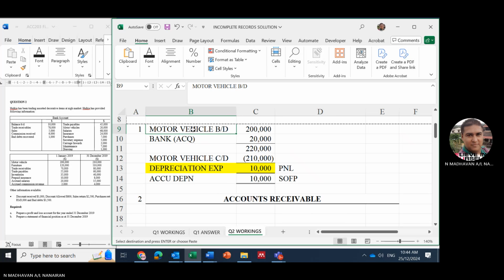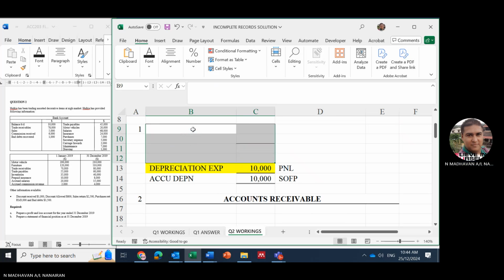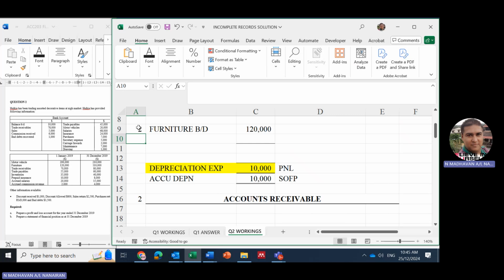Next. Furniture brought down how much? Okay. Any purchase of new furniture? No, so your bank is zero, equals to 120,000. Furniture carried down? 110,000. So also 10,000, correct? Okay, good.